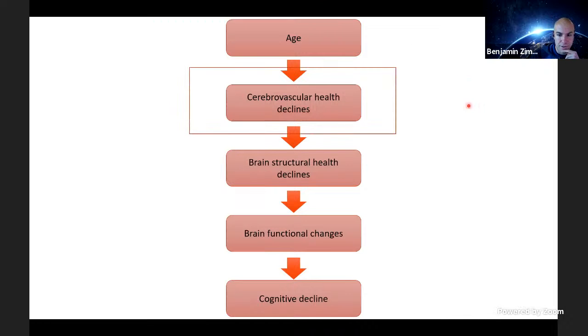And our lab does research on all the levels of this proposed cascade model, but I'm going to be focusing in on the cerebrovascular health declines because I particularly wanted to introduce a method that was invented in our lab that I think is pretty cool.